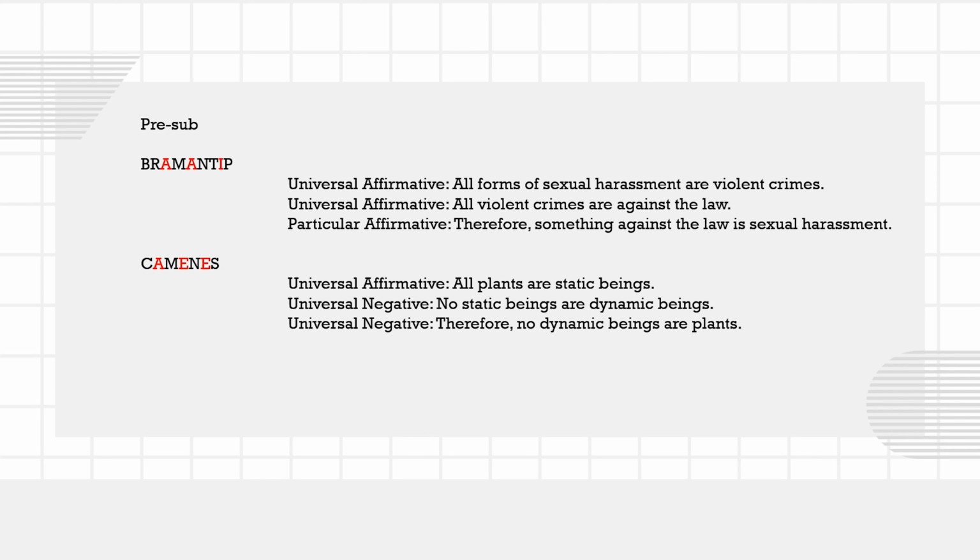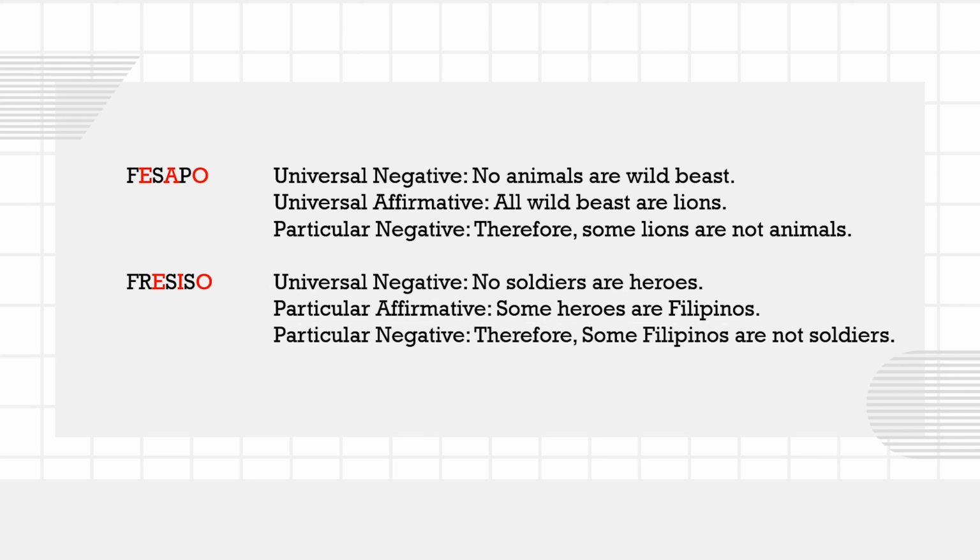The statement adheres to the Fesapo syllogism, a valid form of categorical reasoning. It commences with a universal negative premise, asserting that no animals are wild beasts. It is followed by a universal affirmative premise, stating that all wild beasts are lions. The logical conclusion, therefore, some lions are not animals, is a valid deduction based on the premises.